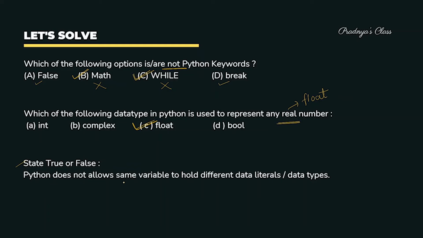Python does not allow same variable to hold different data literals or data types. This statement is false because in Python we can store different values in same variable. We can initialize it with integer first, then I can store some float value also to it, and even if I want to store some string value in this variable, I can initialize.